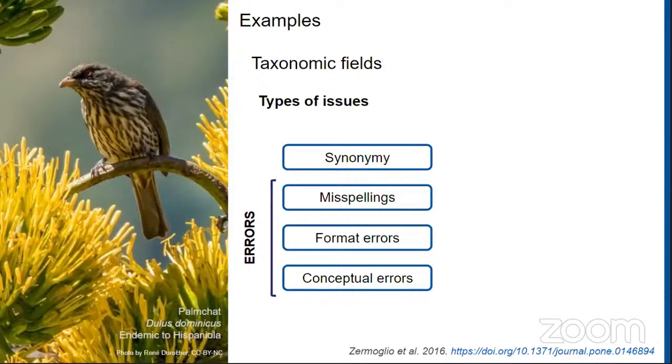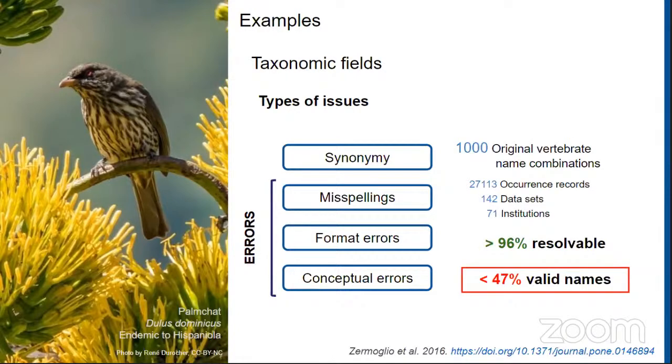Synonymy is not an error. It is a problem, it is an issue, but it's not necessarily an error because it has to do with different opinions. And then there are errors like misspellings, format errors, and conceptual errors. And in these conceptual errors, we include, for example, mismappings to other Darwin Core fields, putting information that shouldn't be there. And so in this study, well, this is the summary of what they did.